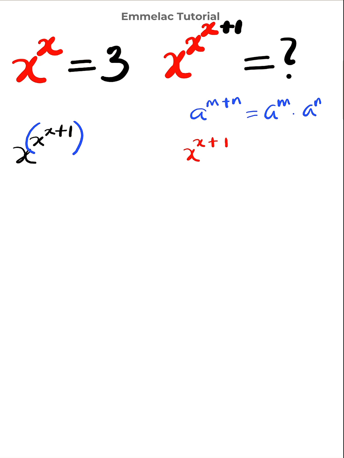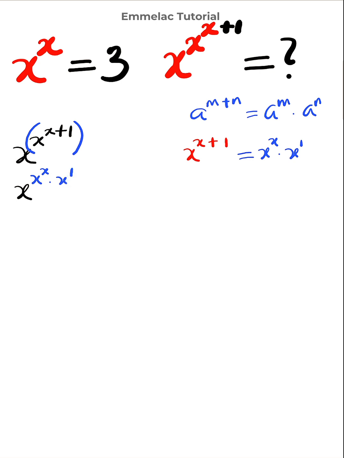Now this one is just synonymous to this, which means we can replicate it as x raised to x times x raised to 1. Okay, so here we have it, that x now raised to x raised to x times x raised to 1.